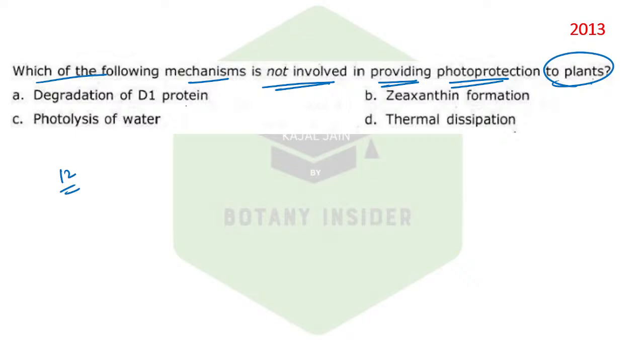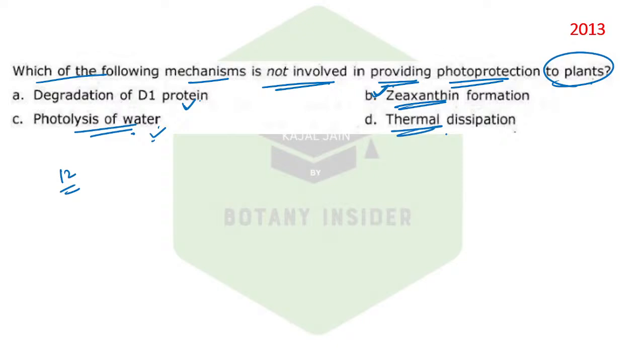First one is degradation of D1 protein. Then you have zeaxanthin formation. Then you have photolysis of water. Then you have thermal dissipation. Four options in front of you. You need to find out which of the following is not a photoprotective mechanism. Give it a try, everyone. Then we'll solve it together. Very simple question. Which of the following is not involved in providing photoprotection to the plants?